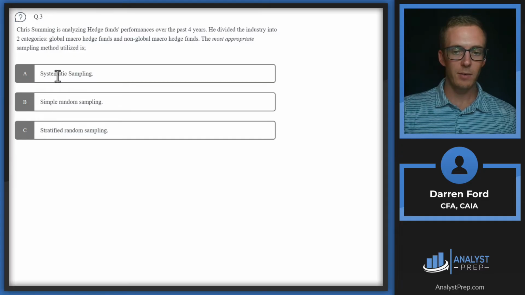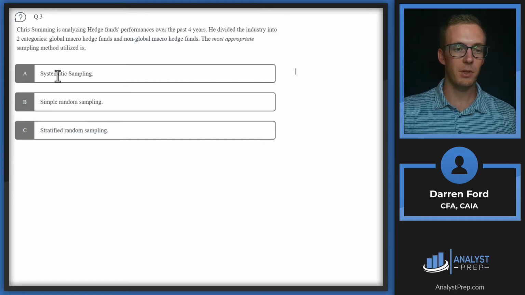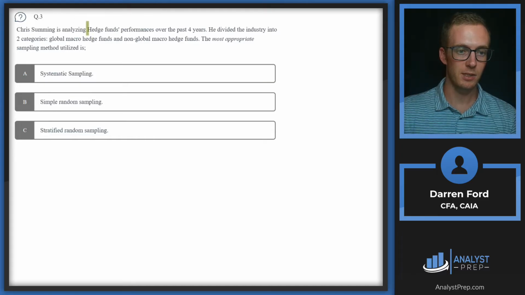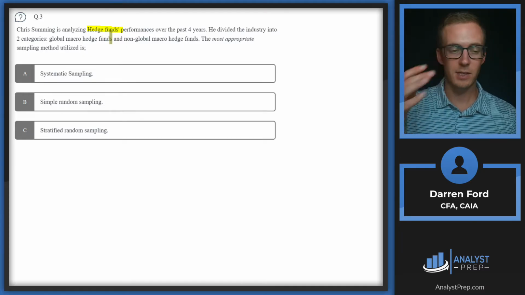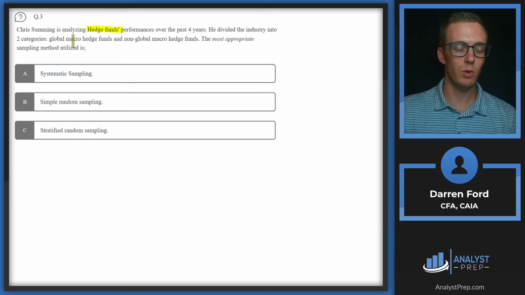So systematic sampling is going to be choosing the population, and our population in this instance is going to be that overall hedge fund category, because that's the performance we're analyzing. So it's going to be taking a sample from that larger population based on some predetermined rule or periodic interval. So every 3rd or 4th hedge fund would get bumped into our sample.